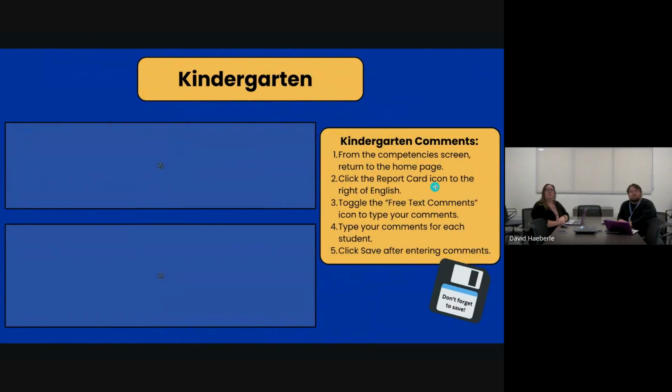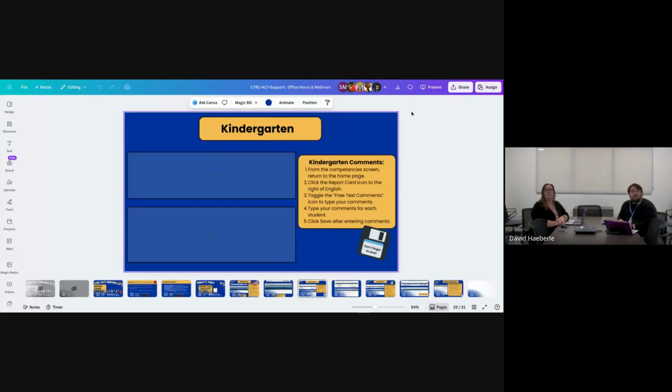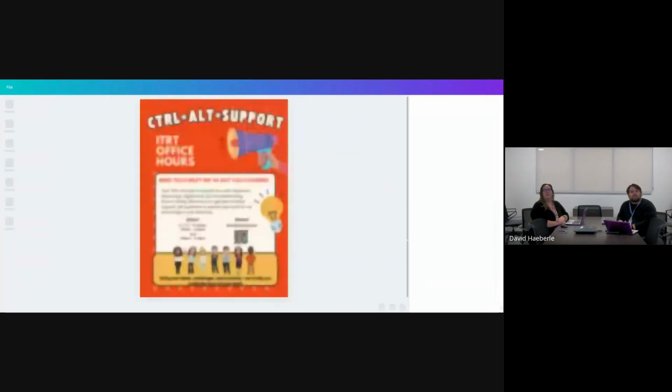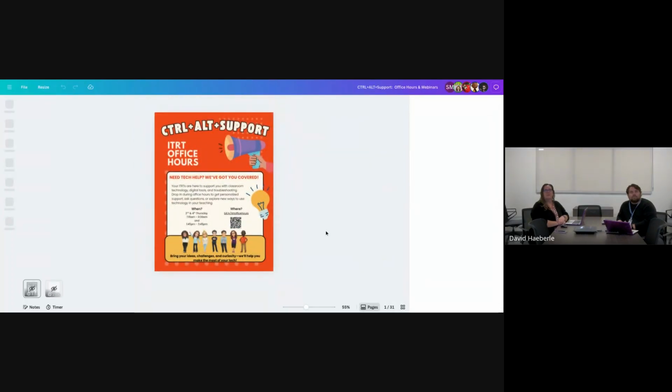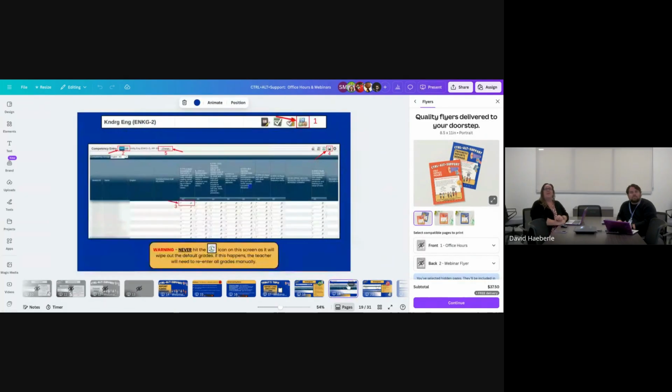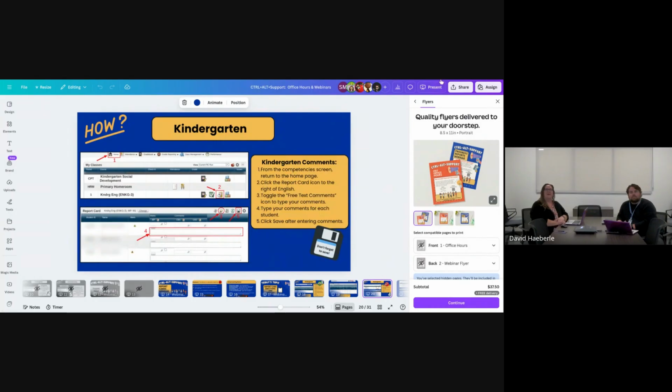Next up, you'll go to your kindergarten comments from your competencies. Why do we have broken images? I don't know. Maybe if we reload. Then from your home screen, we're just going to reload our screen real quick because our images are showing up broken, but I'm going to keep talking. There we go, we're coming back now.